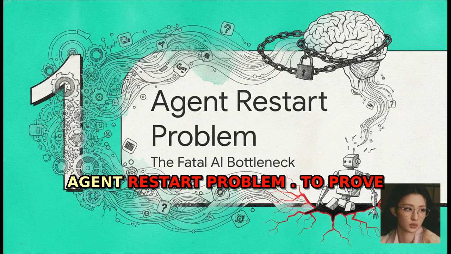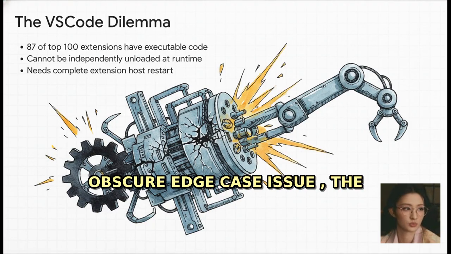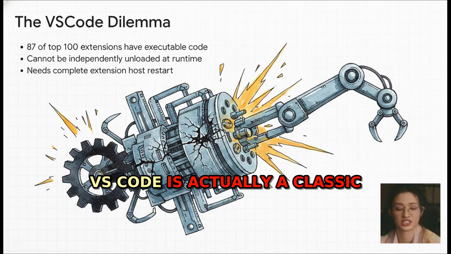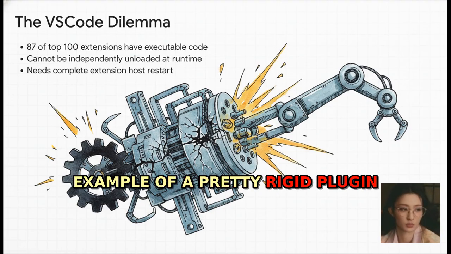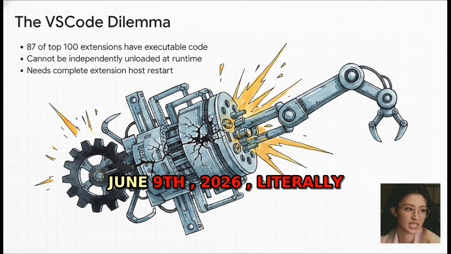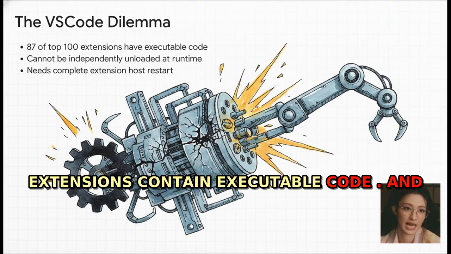Section 1, the agent restart problem. To prove this isn't just some obscure edge case issue, the researchers looked at a massive industry standard, Visual Studio Code. VS Code is actually a classic example of a pretty rigid plugin architecture. The paper calls out a wild statistic. As of June 9th, 2026, literally 87 of the top 100 marketplace extensions contain executable code.